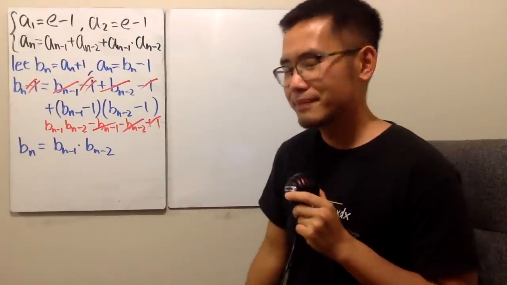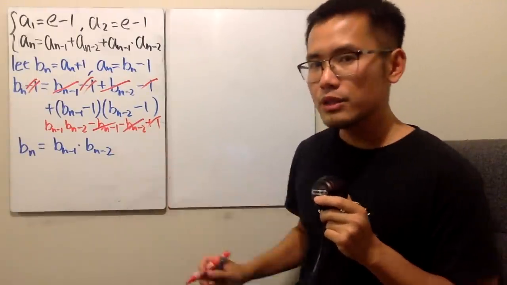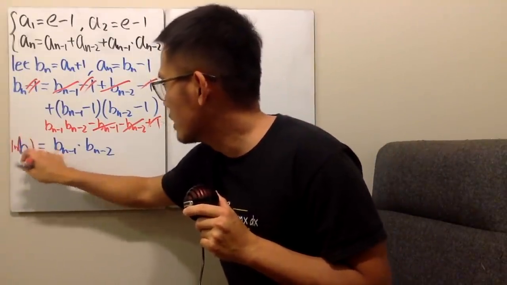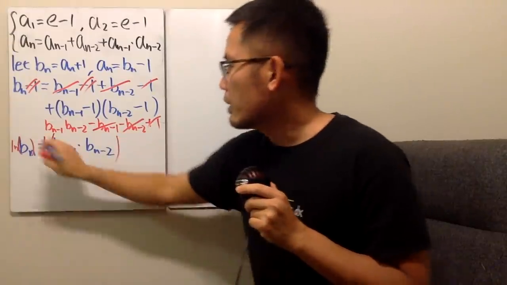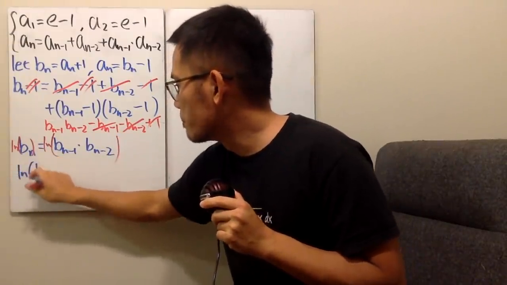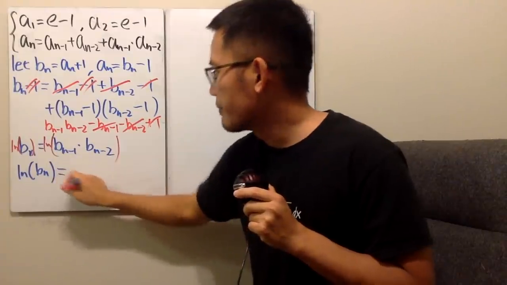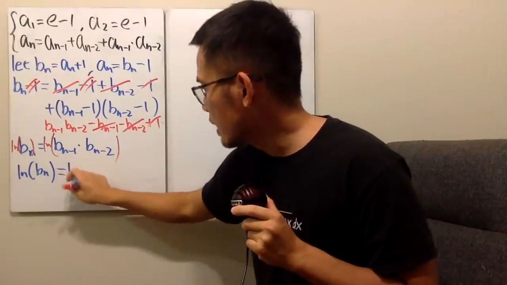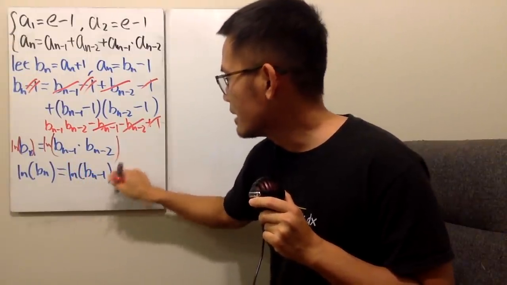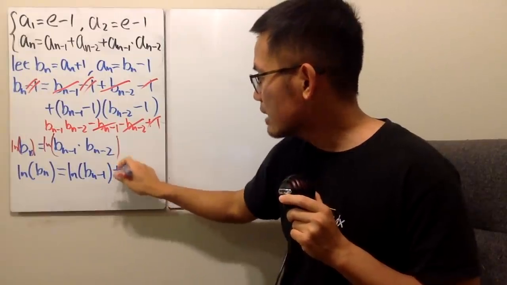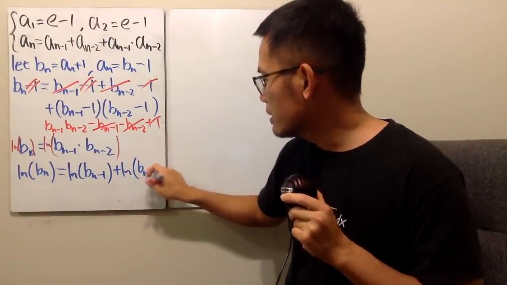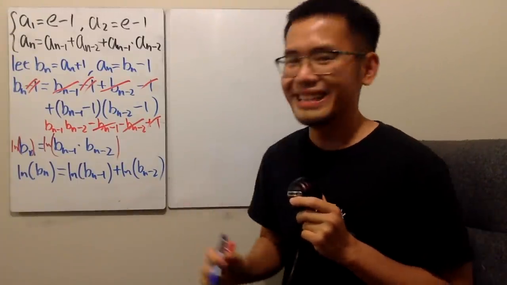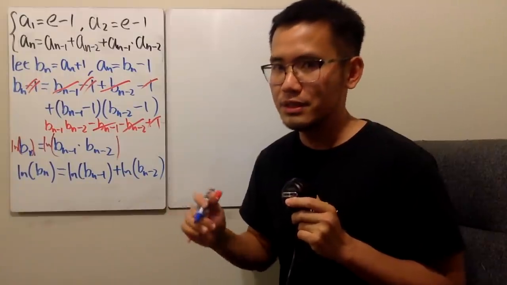And then again, we can actually turn this into a linear situation after taking the logarithm. So let's go ahead and take the natural log here. Likewise here. Well, the left-hand side, we just have ln of b_n. And then on the right-hand side, well, the log of the product is a sum of logarithms. So I will just write this as ln of b sub n minus 1. And then we are going to add ln of b sub n minus 2. Like this. Now, if you would like, you can do another substitution of sequence.